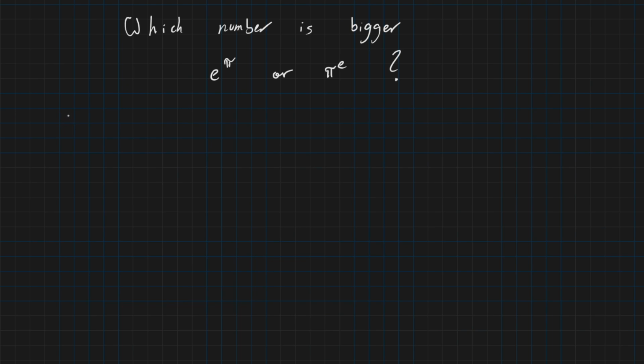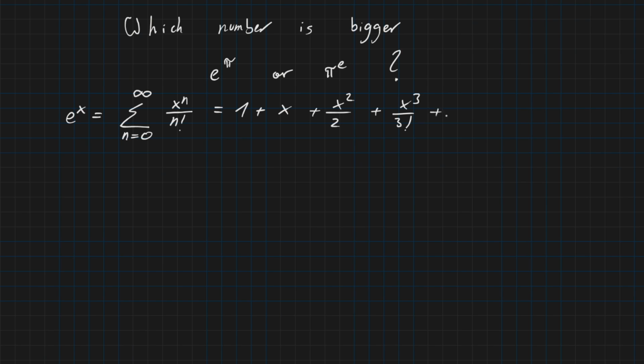So the e function, e to the power of x, can be written as the following infinite series which converges against e to the power of x, namely the sum from n equals 0 to infinity of x to the power of n divided by n factorial. And this is just 1 plus x plus x to the power of 2 divided by 2 plus x to the power of 3 divided by 3 factorial, which is 6, and so on.